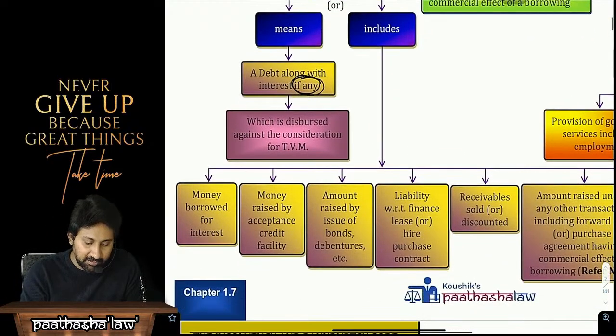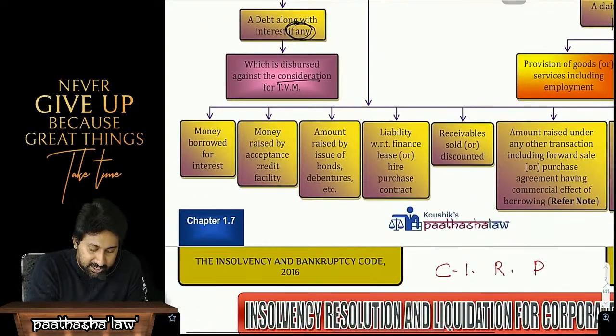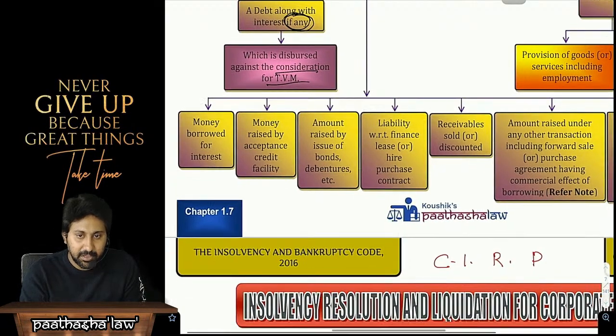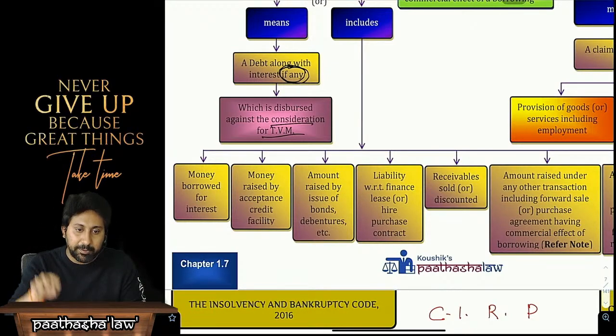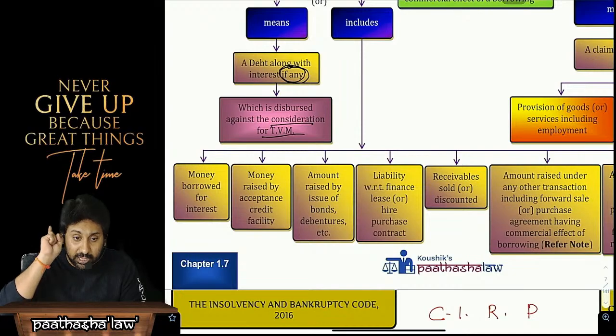So, debt along with interest, if any, which is disbursed against the consideration for time value of money. So the time value of money element is required. Interest may be there, may not be there, but return should be there. What is the lawmaker's intention? If you are giving 100 rupees and taking back 100 rupees after one year, for rich kids like you, IBC is not there to support. IBC will support the innocent borrowers who have some return expectation on their debts.